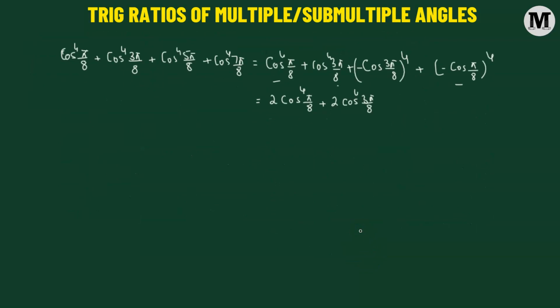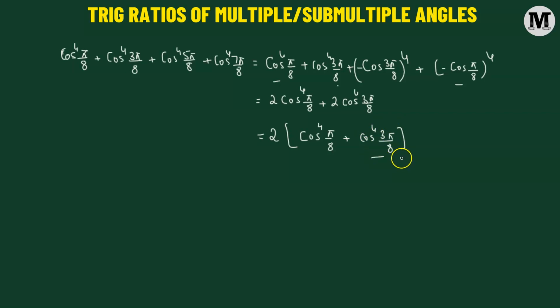Okay. So now from here we can proceed. We're going to take 2 as the common factor. If we take 2 as the common factor, we have cosine of pi over 8 whole raised to the power of 4 plus cosine of 3 pi over 8 whole raised to the power of 4.